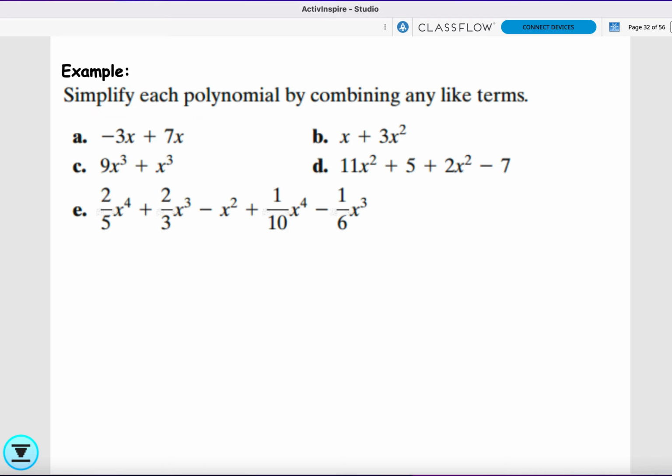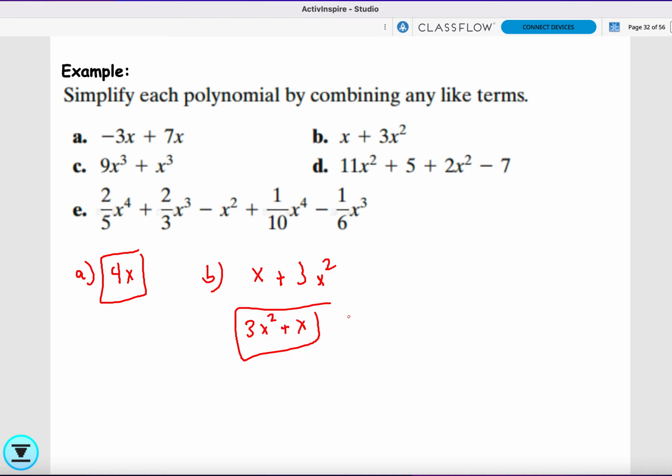You simplify each polynomial by combining like terms. So A, negative 3x plus 7x, those can be combined. So negative 3x plus 7x is just 4x. B, we cannot combine x plus 3x squared because they're different terms. So we would just rewrite it in order. And we're done there.